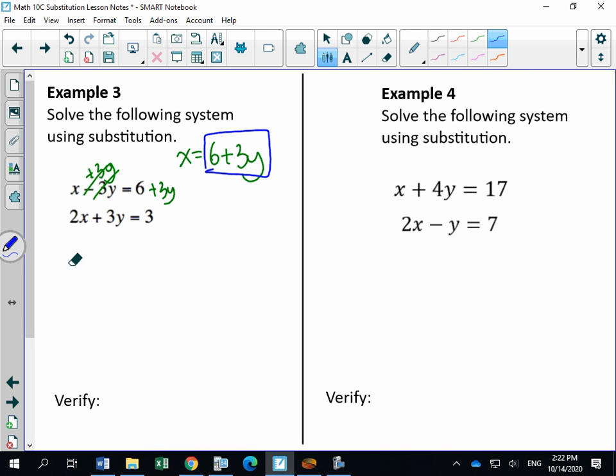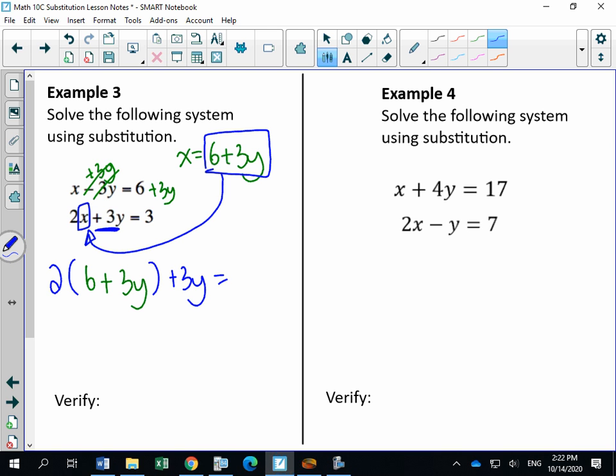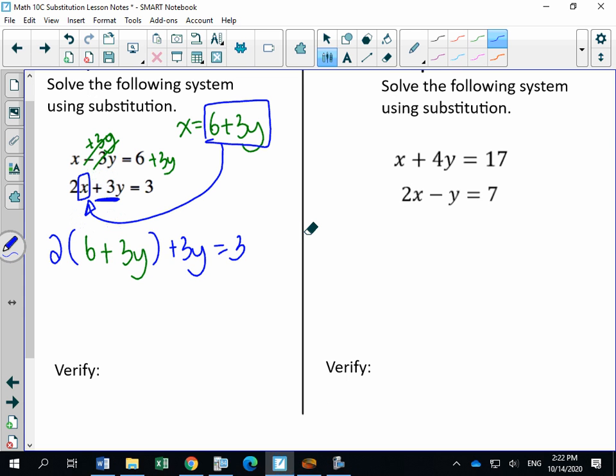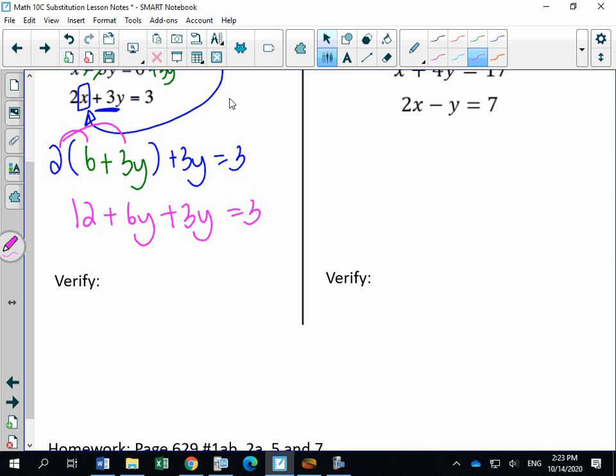So the other system would be this system down here. Because I solved for x, this is what would come out, and that goes in. So it's going to be 2 times what x is, and x we got to be 6 plus 3y, and then it's going to the second system. So I got to include that 3y is equal to 3. Let's get rid of your brackets. 12 plus 6y plus 3y is equal to 3. Get your like terms together and solve for y.